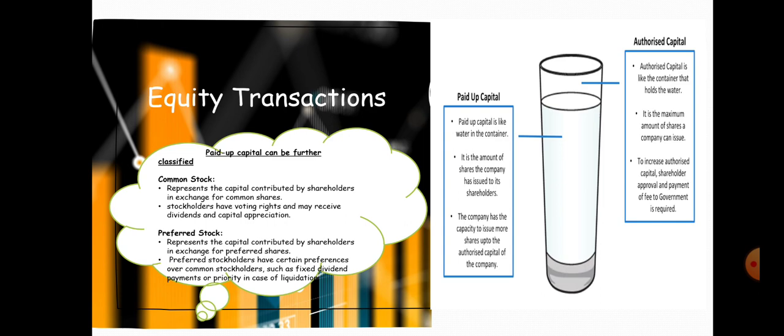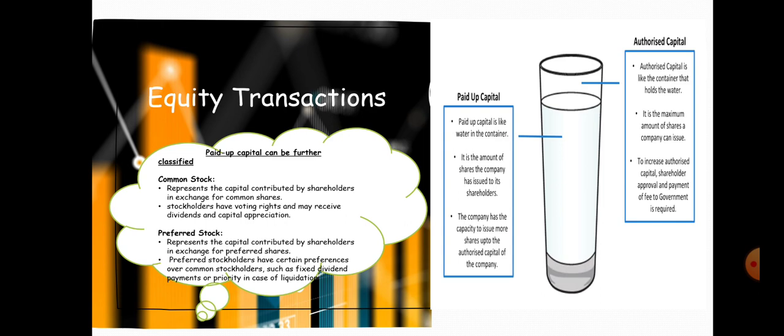It is the amount of shares the company has issued to its shareholders. The company has the capacity to issue more shares up to the authorized capital of the company. The paid up capital can also be further classified into common stock and preferred stock.